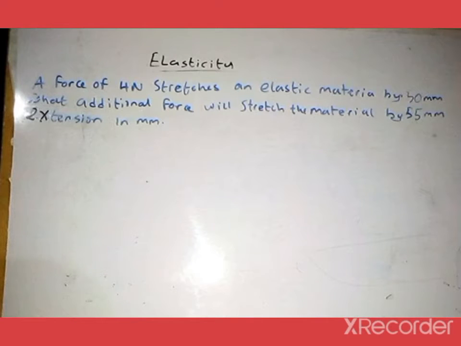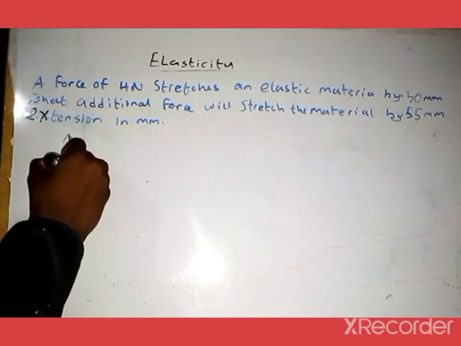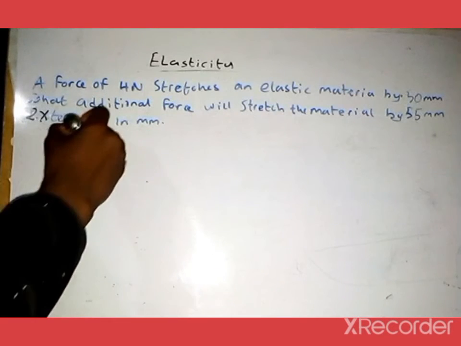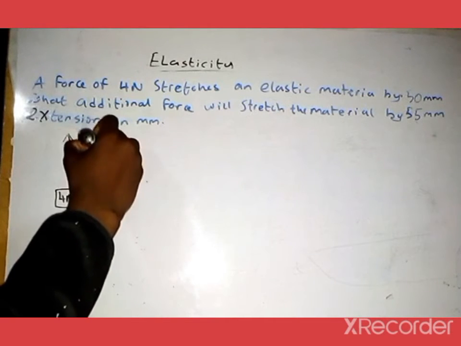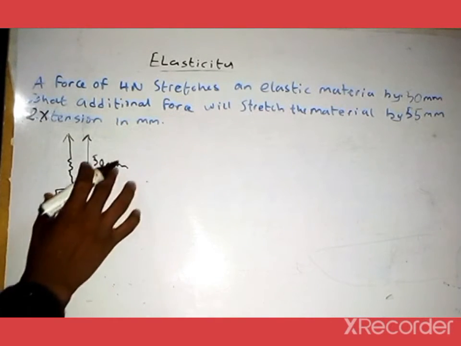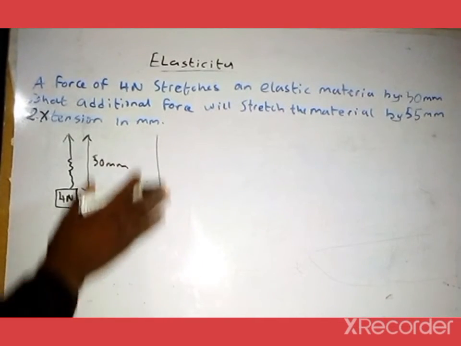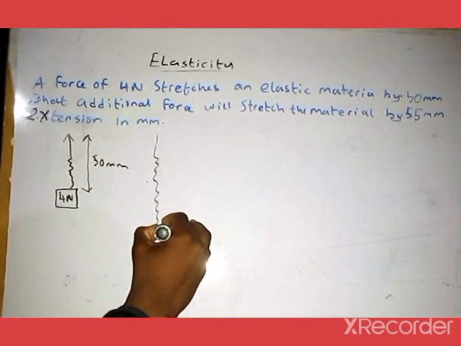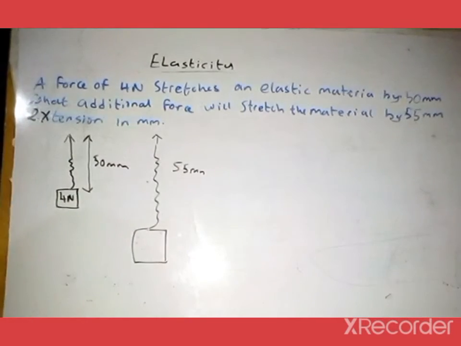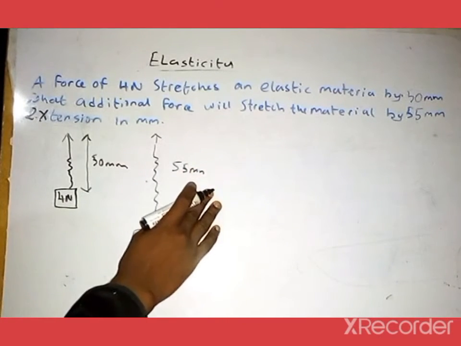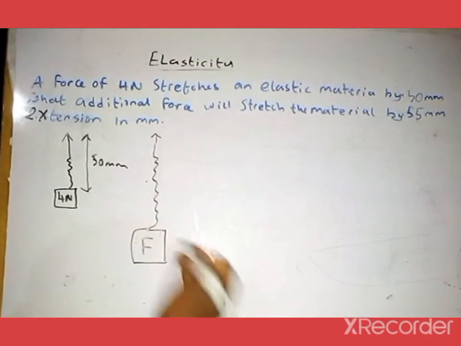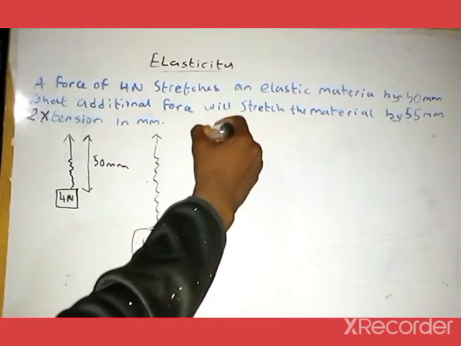So let's assume this is the body, let's say it is the spring. Let's say the force applied to it is 4 Newton, and it stretches it by 50 mm. Then later, for 4 Newton it stretches it for, let me say, 55 mm. And for 55 mm, you'll notice something: let's say this is the force we are looking for, that we don't know. The total will be 55 mm.